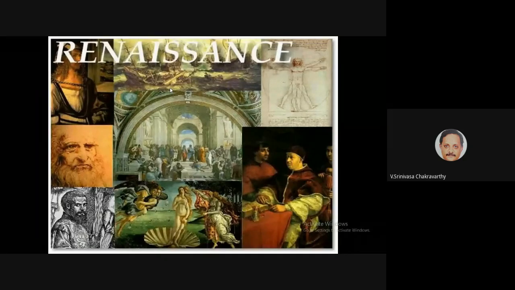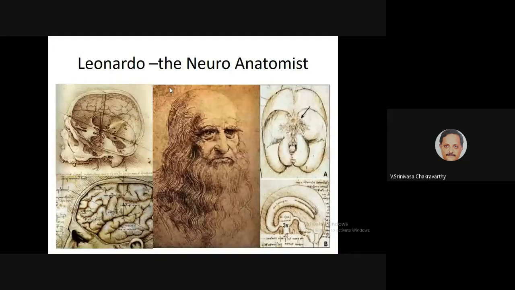The lot of translated work from the Arab world and classical Greek and Roman literature also fueled this new thinking, and that led to a huge amount of creativity in art and music and architecture, sculpture, and so on and so forth. It's pretty much an outburst of creativity in pretty much all human endeavors, right? So in that process, people also started having new thoughts about the brain and mind and things like that.